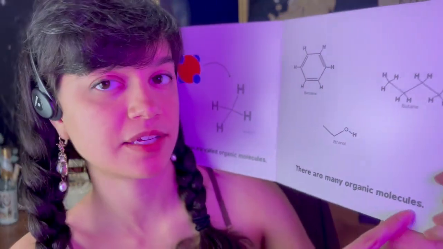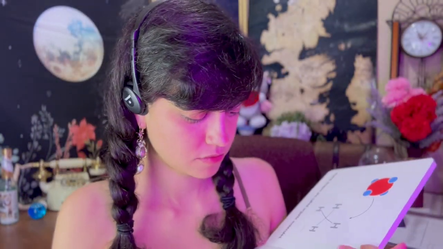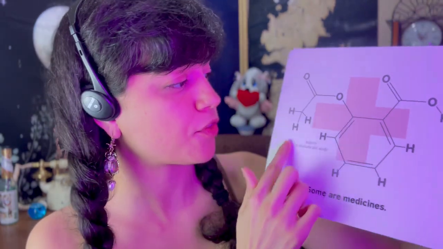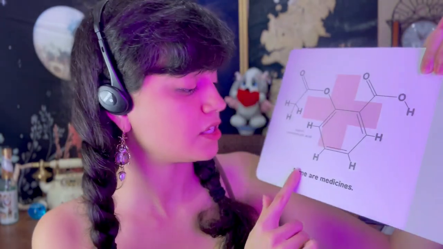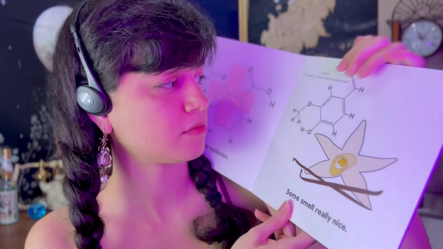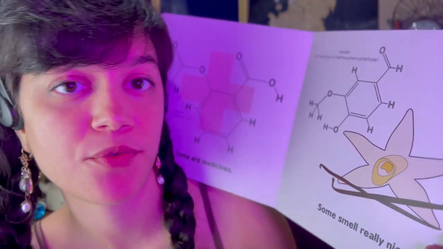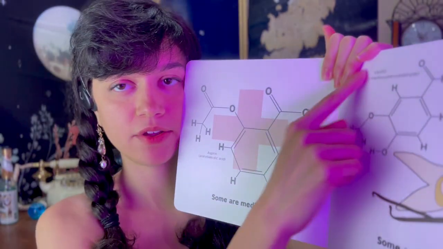There are many organic molecules like benzene, butane, ethanol, and heparin. We have all of these different atoms that then make up the molecule. Some are medicines. We also have vanillin, and some smell really nice. They're all just bonded together. They all just like each other.